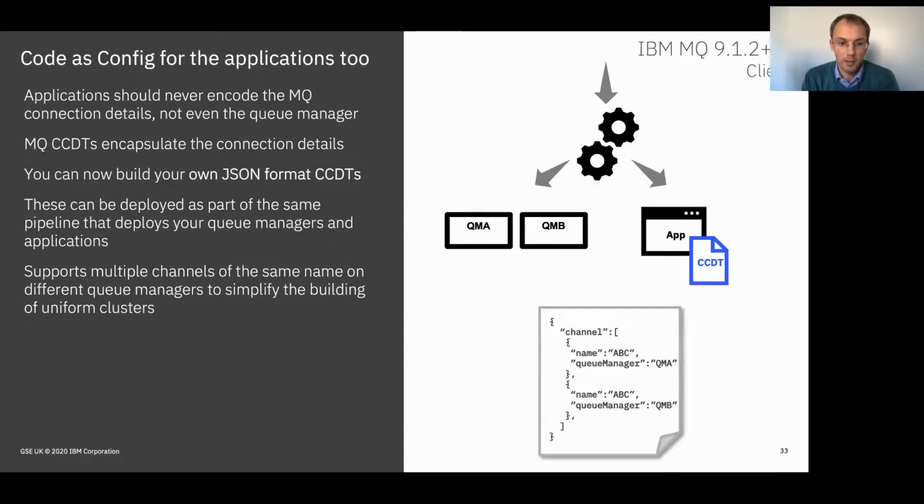Another benefit of this is that the JSON format CCDT supports multiple channels of the same name, so you don't need to have different channel names for different queue managers that you want the application to connect to, which makes it particularly suited for uniform clusters, where you want each queue manager to have a similar set of object definitions, and then you can have the connection information for all of those queue managers in a single CCDT that the applications can exploit. You can then have the applications connect to any one of the queue managers at random, or it can be used to allow it to connect to one of the specific queue managers as directed by the uniform cluster rebalancing logic.